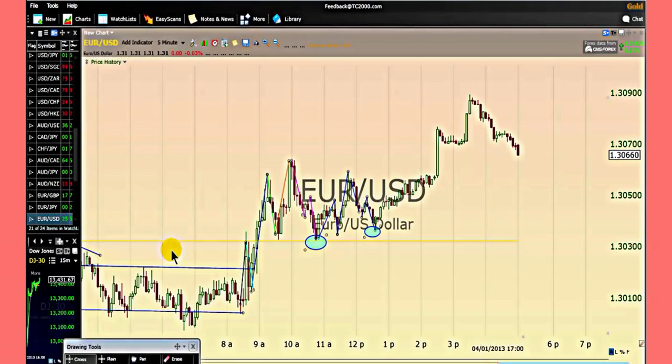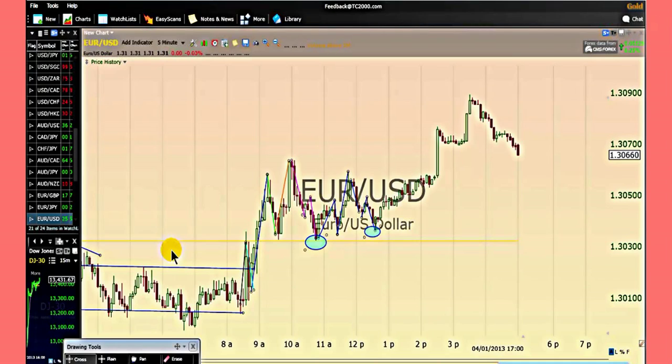The stochastic, when it's overbought, is highlighting a resistance level. The next question: is it a valid resistance level? Stochastic oversold is highlighting a support level. Is it a valid support level? The higher time frame commands the lower time frame.